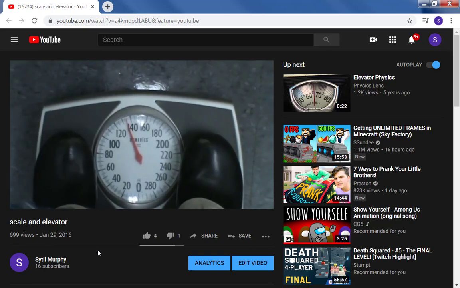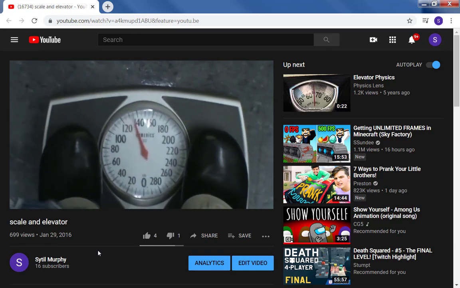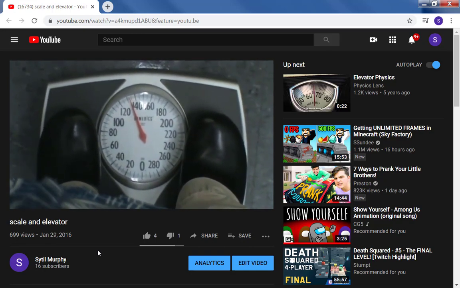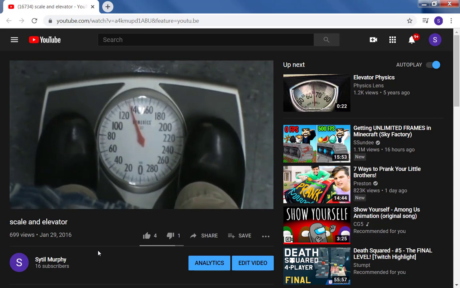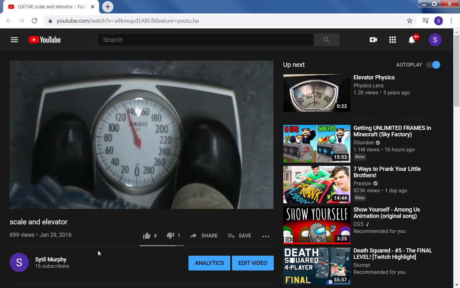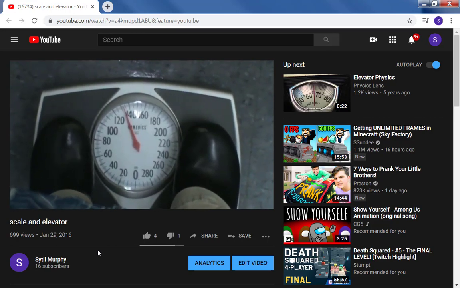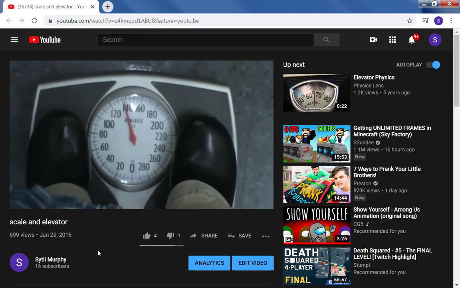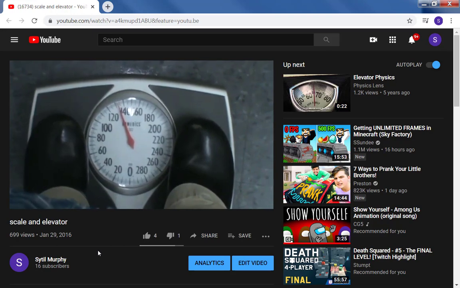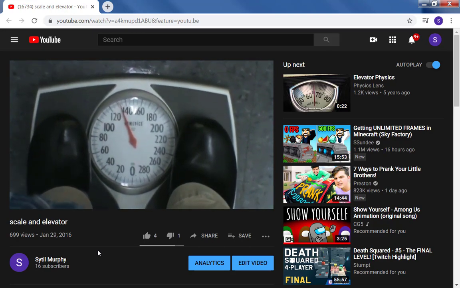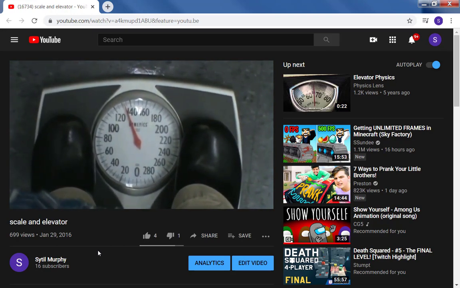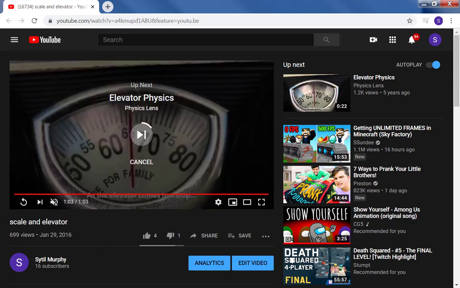So as I press the button and it starts moving, we should see the scale move downward. It comes back up to its normal value, or its stationary value, if you will. And then as we approach the first floor, the needle will move upward towards 140 again until the elevator comes to a stop. Doing exactly what Newton's laws predicted. And see, I'm not the only one who rides a scale in an elevator.